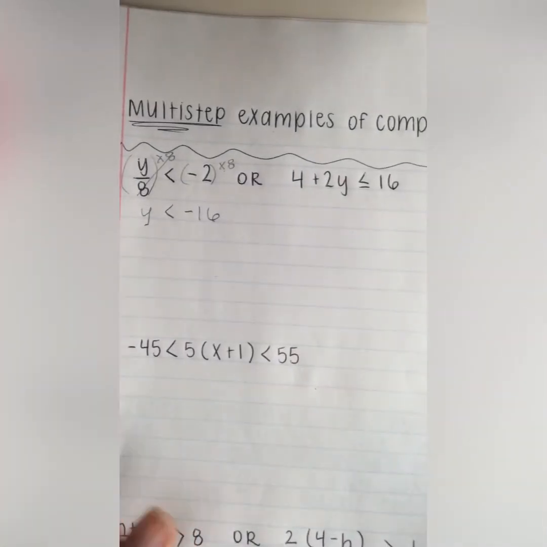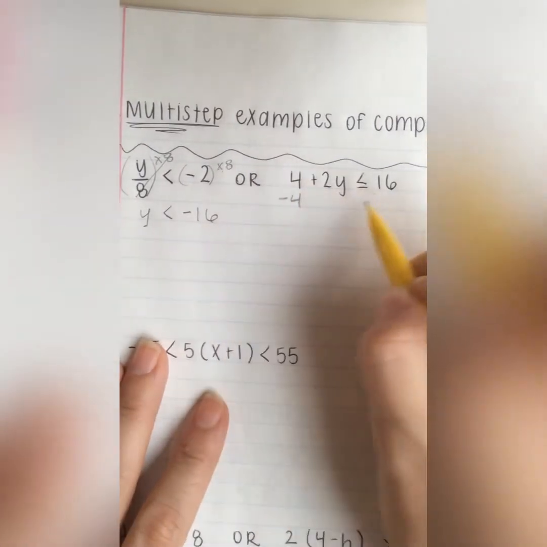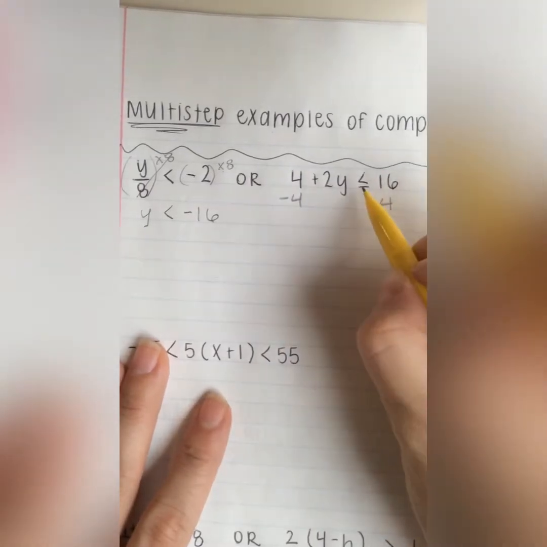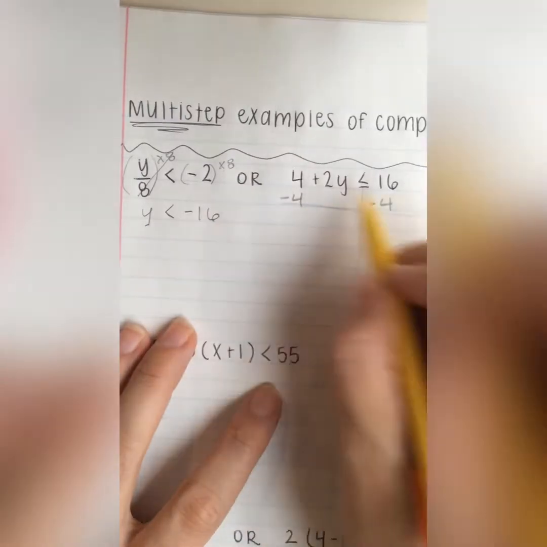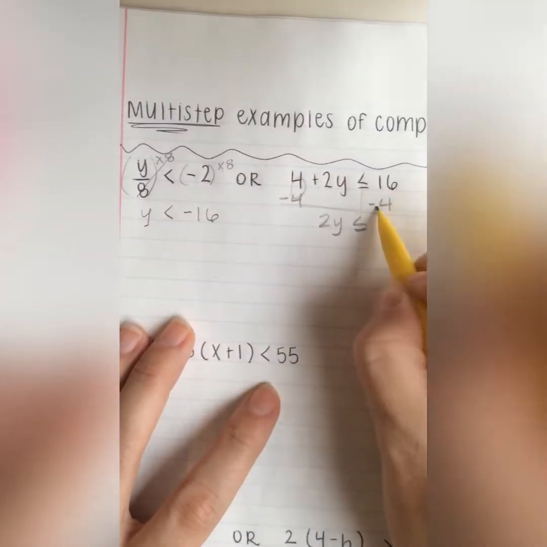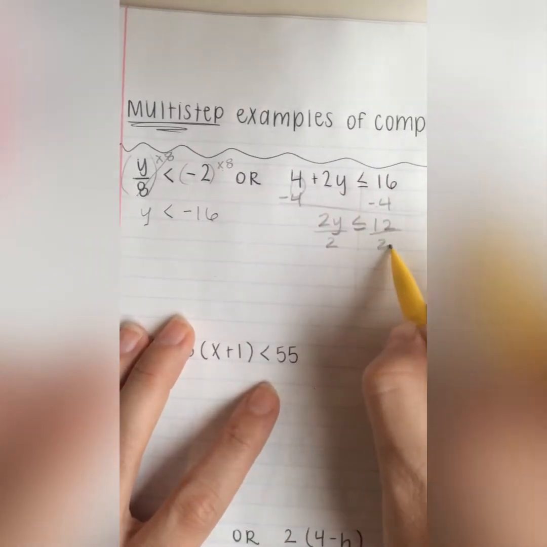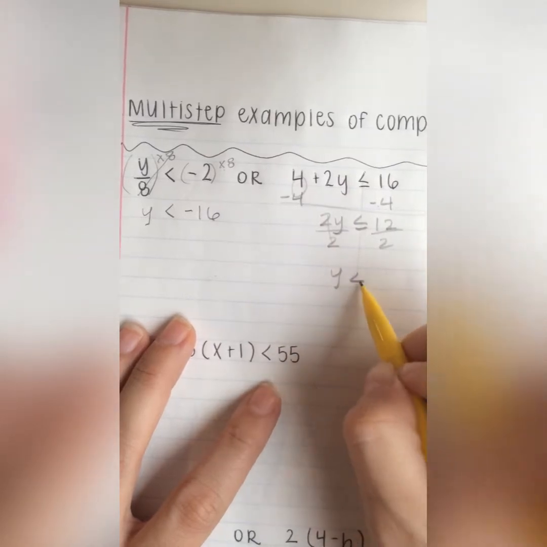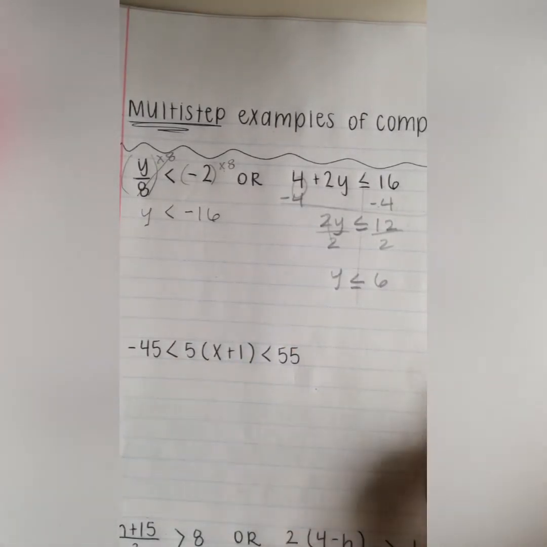And then for the second one, to get y by itself, we need to cancel out this 4. To cancel out a positive 4, we're going to subtract 4 from both sides. Remember, if you like drawing the line to separate your left and right side, please do that. 4 minus 4 is 0, so we have 2y is less than or equal to 16 minus 4, which is 12. Divide both sides by 2, and we get y is less than or equal to 6. Okay? These are our two inequalities.